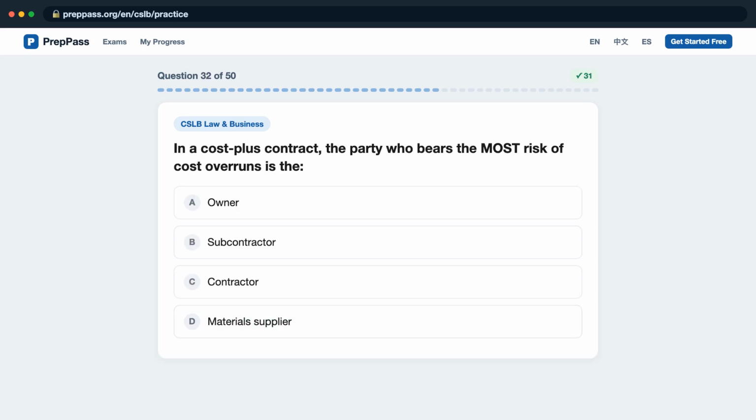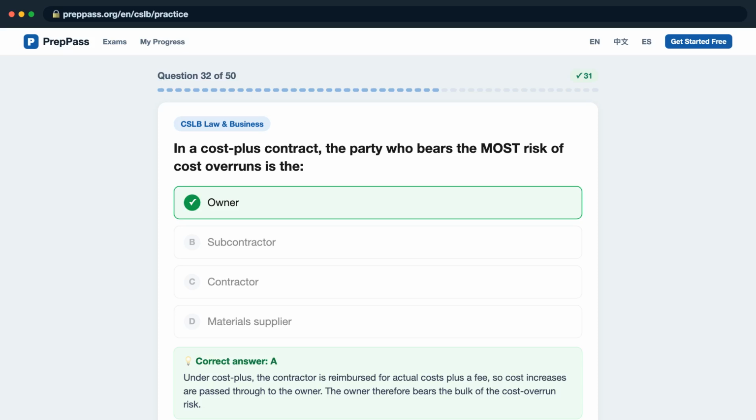Question 32. In a cost-plus contract, the party who bears the most risk of cost overruns is it A, owner? B, subcontractor? C, contractor? D, material supplier? The correct answer is A. Under cost-plus, the contractor is reimbursed for actual costs plus a fee, so cost increases are passed through to the owner. The owner therefore bears the bulk of the cost overrun risk.